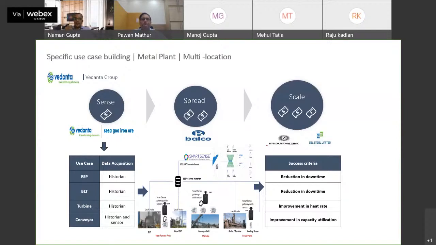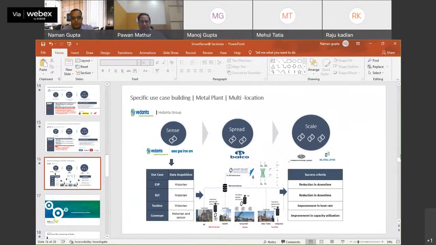So after the data started coming, it took us 1.5 to 2 months to set up the benchmarks and develop the KPIs or the standards based on the actual data and the design parameters. And once that data started coming, we went back to the client with the saving potential which we have seen through Smartsense. I will come to the saving potential also after I have shown the platform to you.